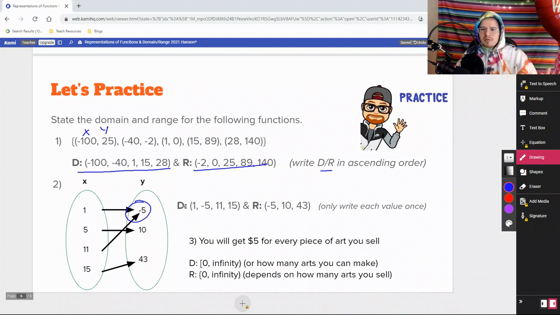Maybe you start a little art business, which I know I've had a lot of talented artists over the years. 0 to infinity, again, contextual. Maybe you can only make one piece of art every 2 hours. I don't know. So there's a cap if we're talking about a specific time frame. And the money that you would make, the range. So domain is the number of arts, and the range is the money for your arts. The money you make depends on the number of arts you make and sell.